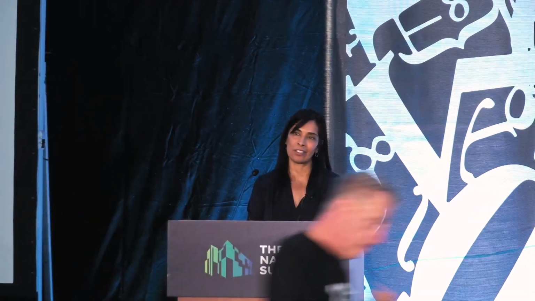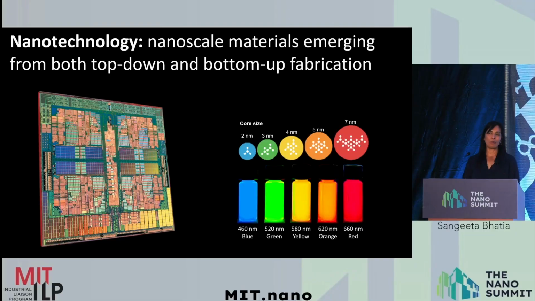Okay, so for this crowd, I think you're well familiar with the idea of nanotechnology emerging from a combination of top-down fabrication and bottom-up synthesis. And collectively now, we have nanoscale materials that have these fascinating properties that emerge: optical properties, electronic properties, magnetic properties, and this is all of your world.